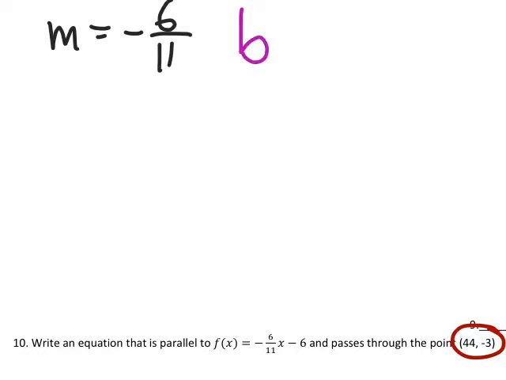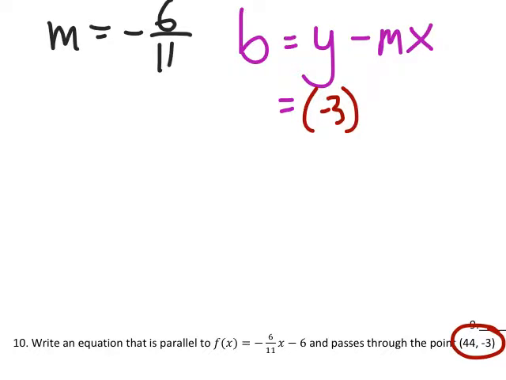So the y-intercept b equals the y value minus the slope times x. And the y value here we can see is negative 3. The slope, we have a negative 6/11.